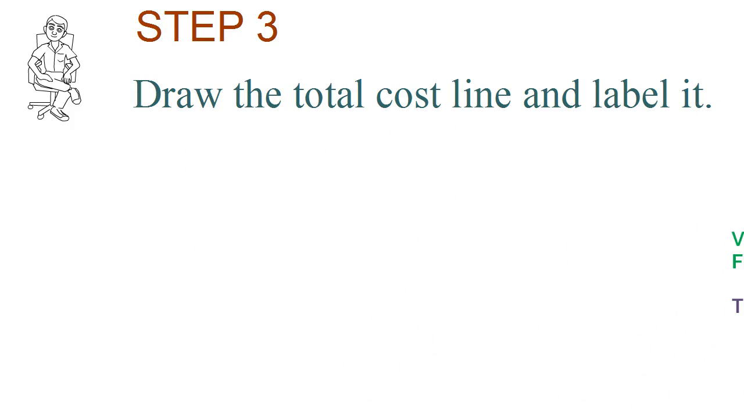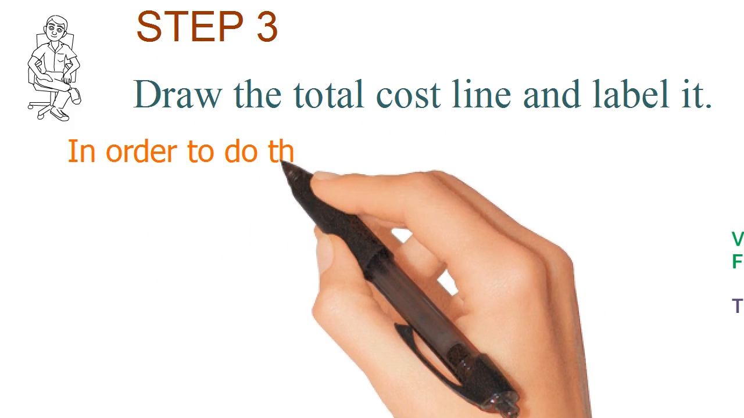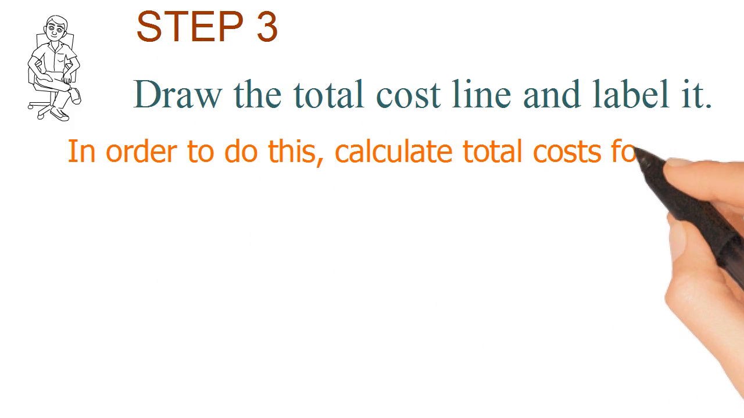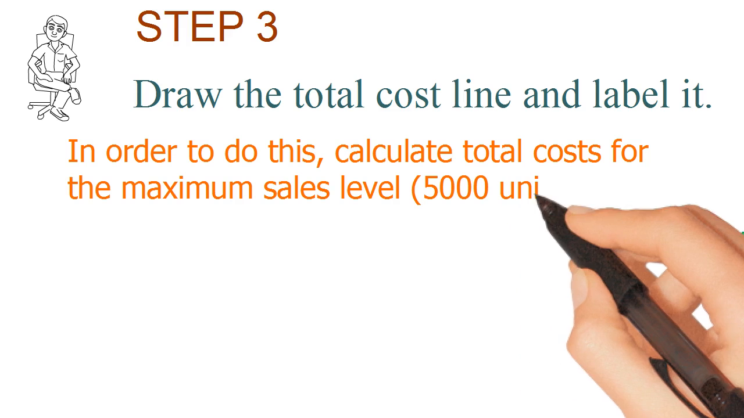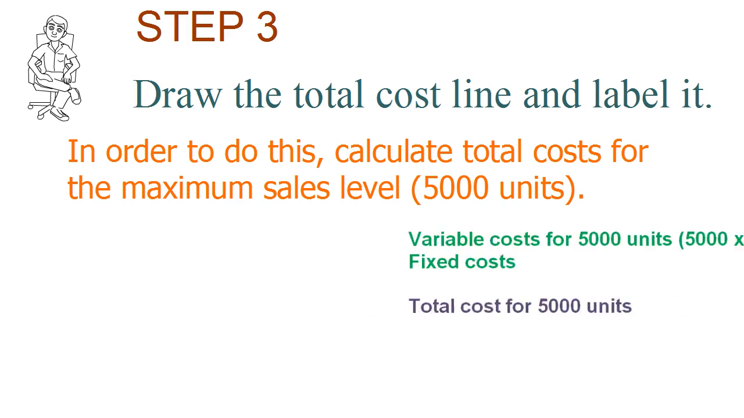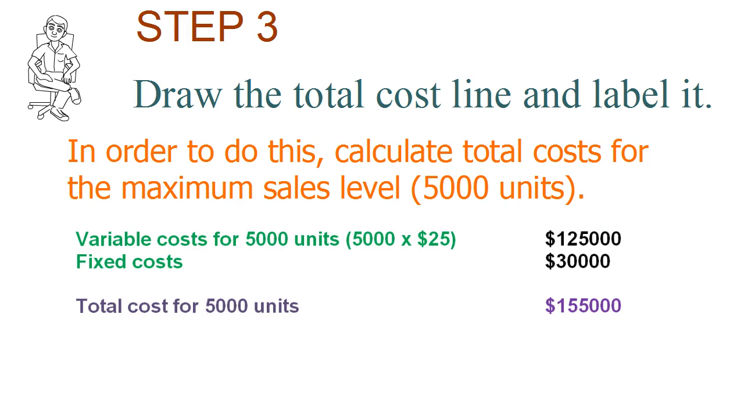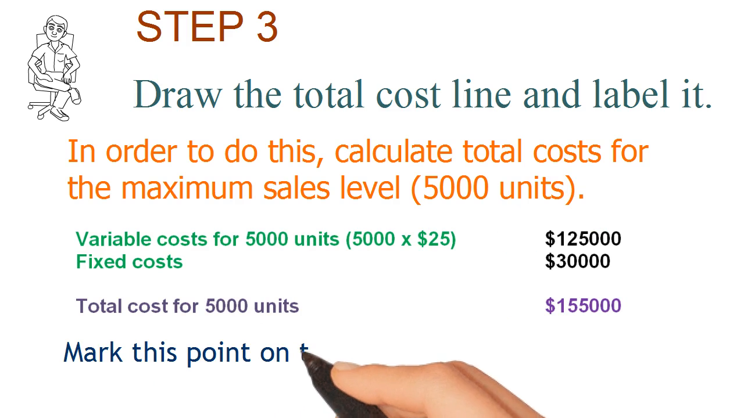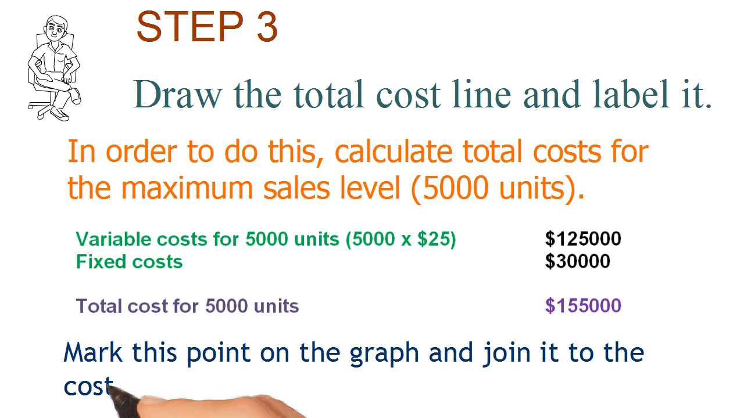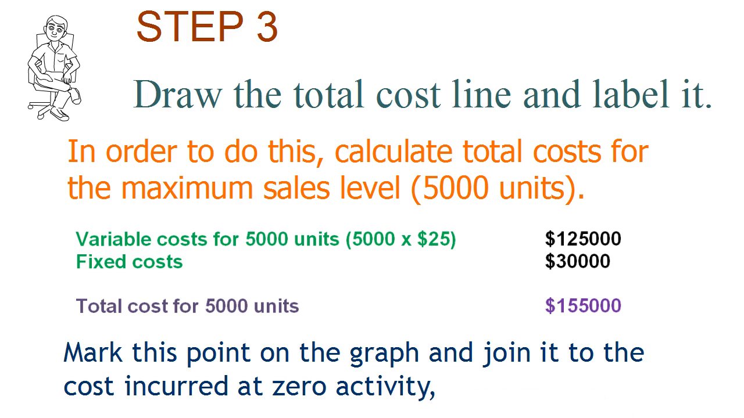Step 3. Draw the total cost line and label it. In order to do this, calculate total costs for the maximum sales level, 5,000 units. Mark this point on the graph and join it to the cost incurred at zero activity. That is $30,000.